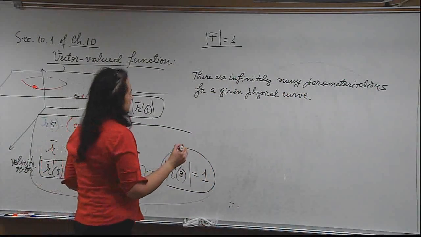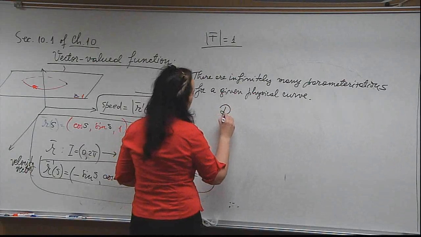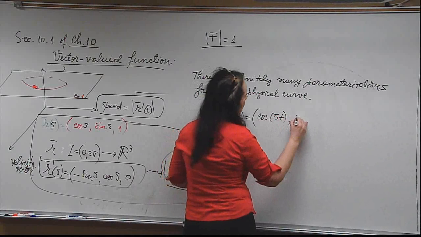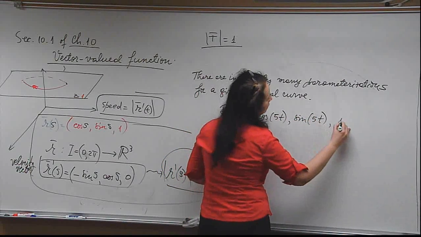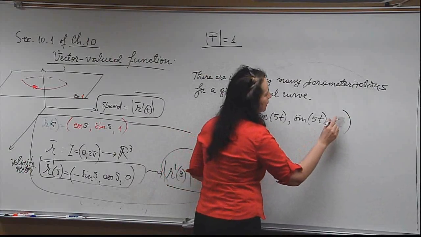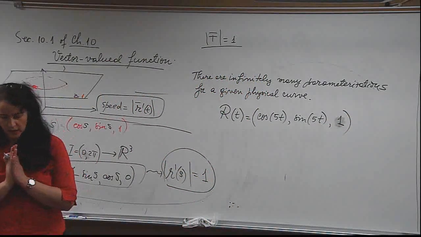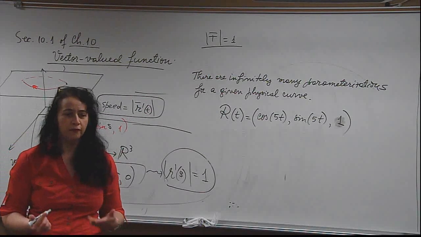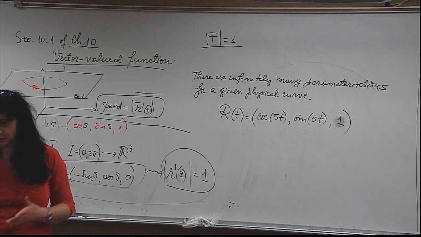Well, let me give you another example. Let's say that this is going to be r of t equals cosine 5t, sine 5t, and 1. Why 1? I still want to have the same physical curve. What's different, guys? Is this the same curve as a physical curve? I'm still moving along the red physical curve. What is different? The velocity, and actually the speed. I'm moving faster or slower. I don't know. We have to decide.